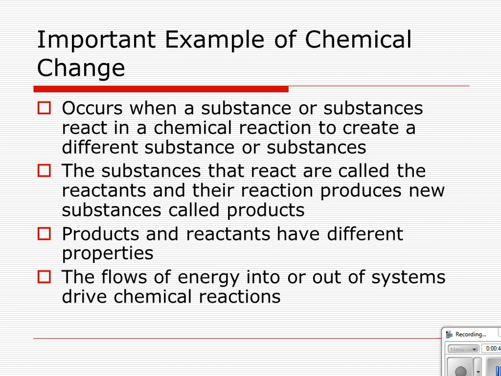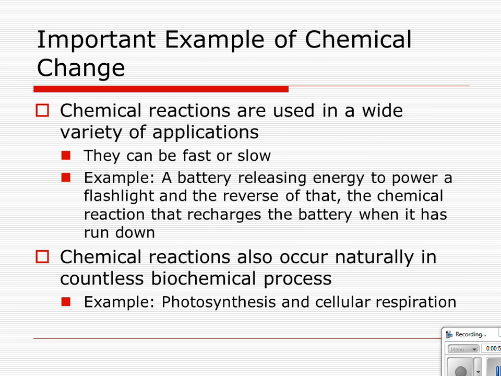And the flow of energy into or out of systems drives chemical change. So there's an important part right there. The flow of energy into or out of systems drives chemical change. Now, chemical reactions are used in a wide variety of applications. They can be fast or they can be slow. An example: you have a battery releasing energy to power a flashlight. And the reverse of that is a chemical reaction that recharges the battery when it is run down. So you have the fast type, the battery providing power to the flashlight so you have light, and then recharging, which is kind of slow.